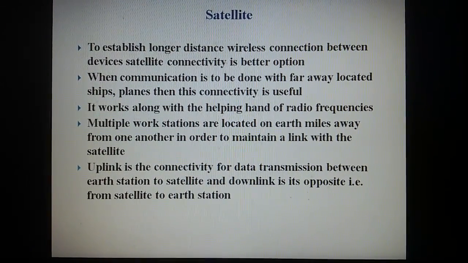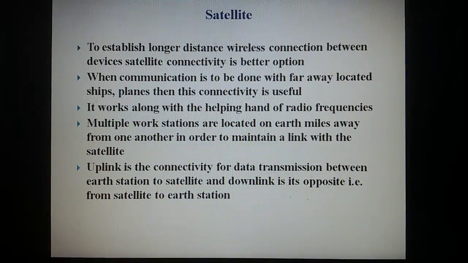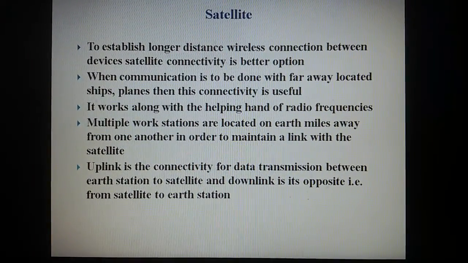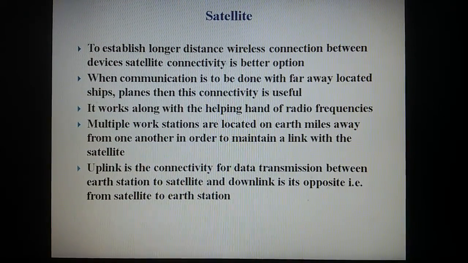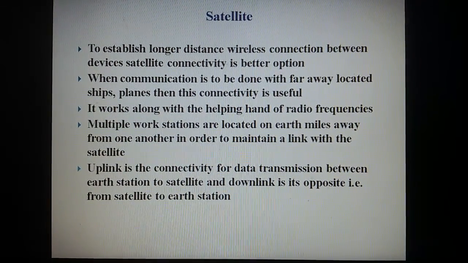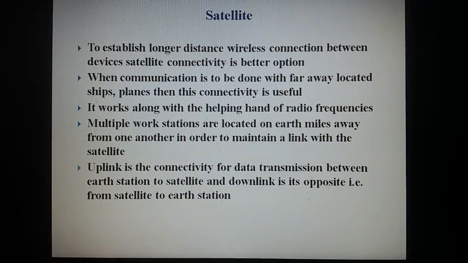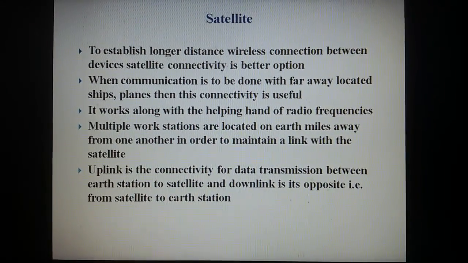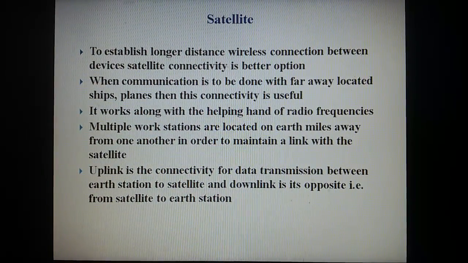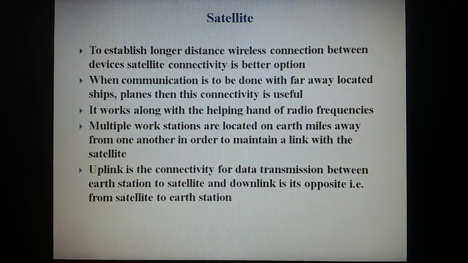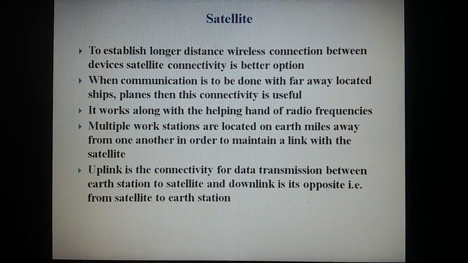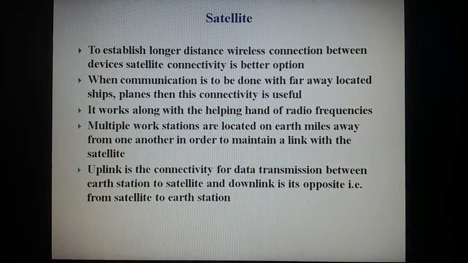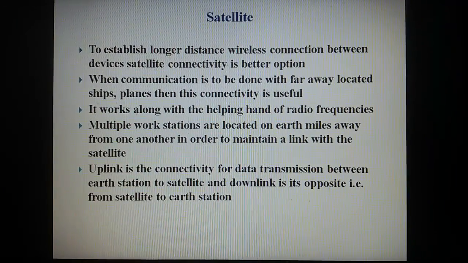Satellite. To establish a longer distance wireless connection between devices, satellite connectivity is a better option. When communication is to be done with far away ships and planes, then this connectivity is useful. It works with the help of radio frequencies. Multiple workstations are located on Earth miles away from one another in order to maintain a link with the satellite. Uplink is the connectivity for data transmission from Earth station to satellite, and downlink is the opposite, that is from satellite to Earth station.